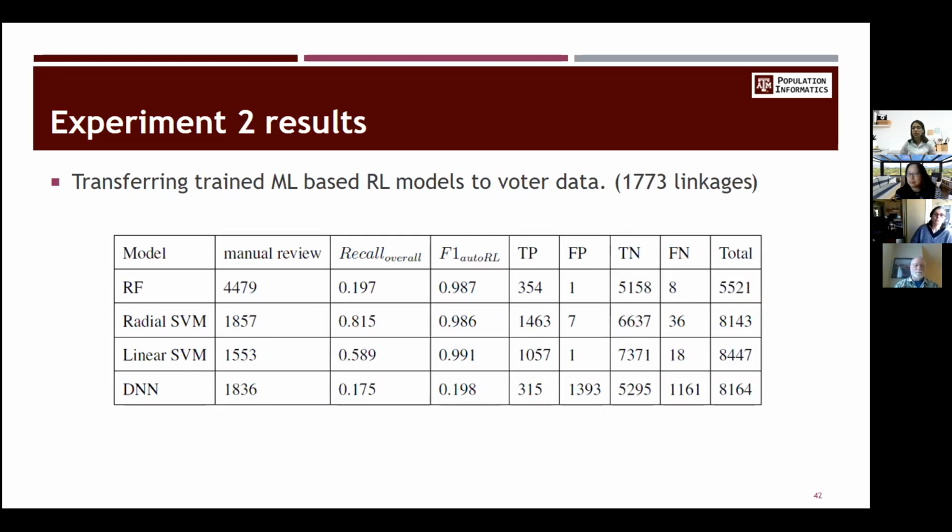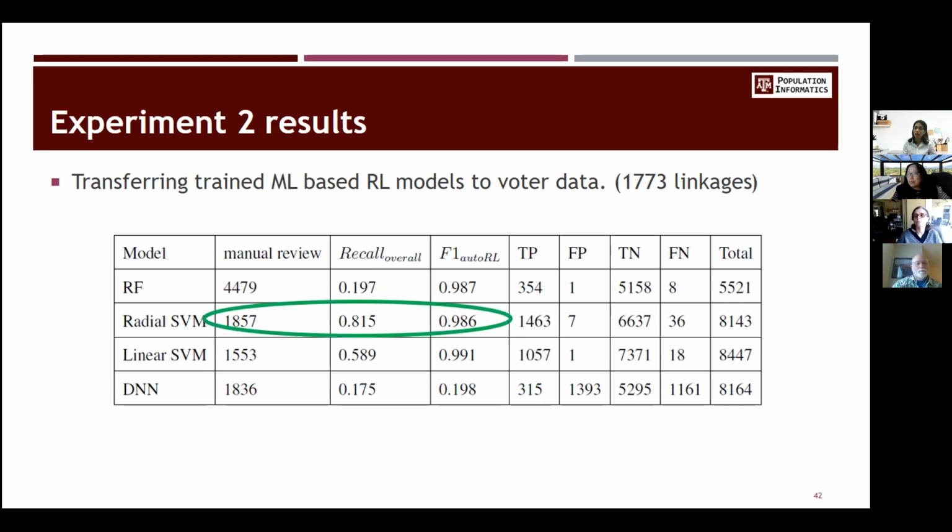The second experiment is to see how this machine learning model can transfer to a new setting. So we test them on North Carolina voter data. As you can see in this table, random forest, linear SVM, and radial SVM transfer much better than the dense neural network. For these three models, we also have a bigger manual review size than in the first experiment, but we still have good performance in terms of F1 score.